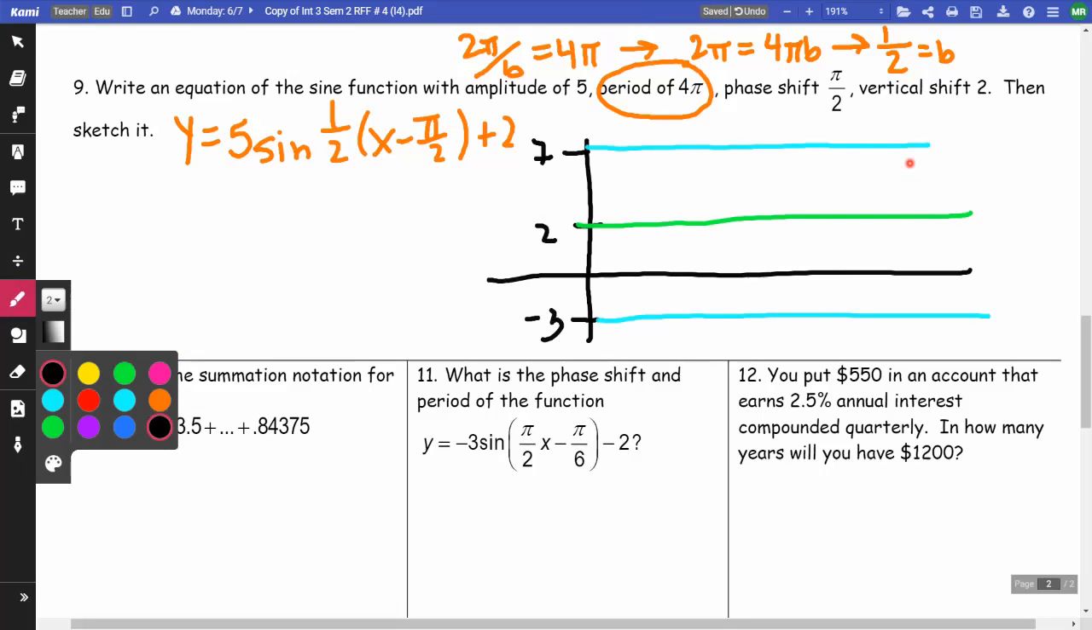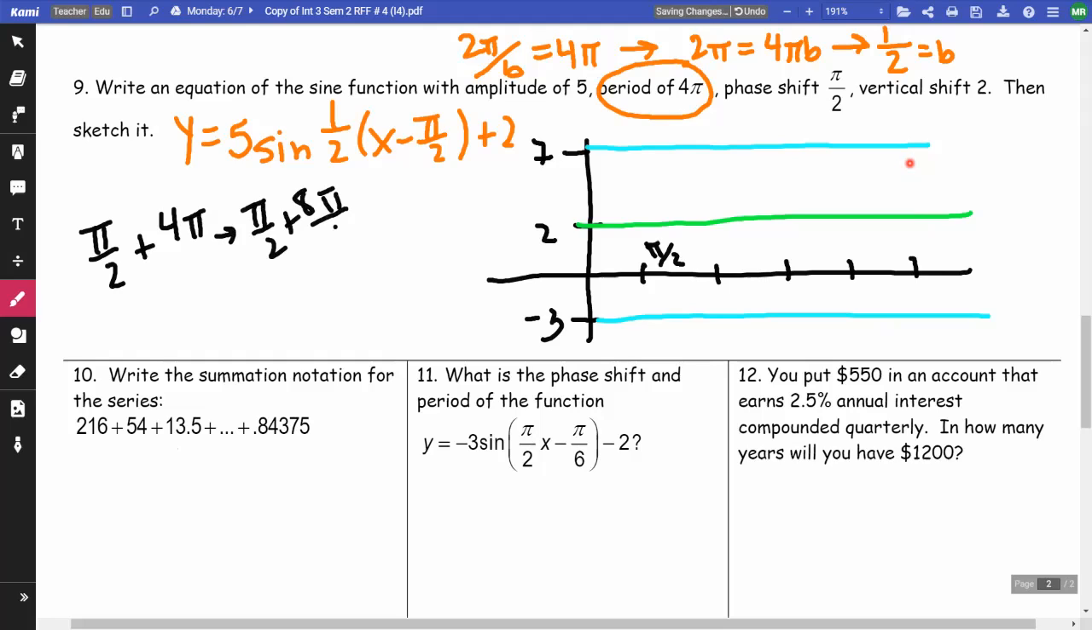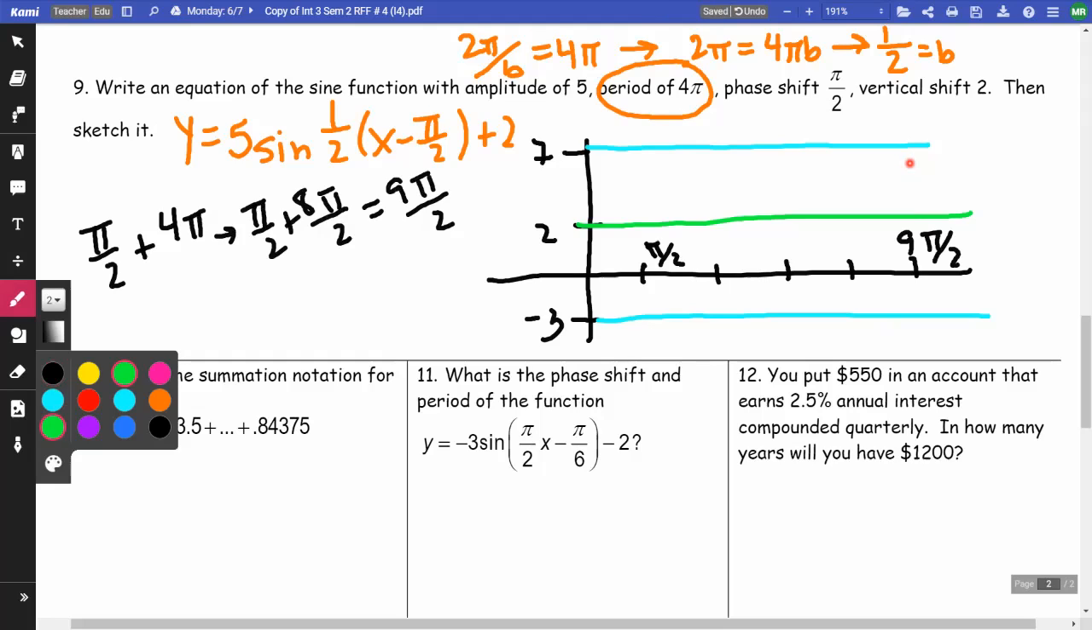And we're starting at pi halves. And I've got 1, 2, 3, 4, 5. And I've got to figure out where I'm ending. So I'm starting at pi halves. My period is 4 pi. So that's really pi halves plus 8 pi halves. So we're going to end at 9 pi halves. So this is 9 pi halves. And it's a positive sine.